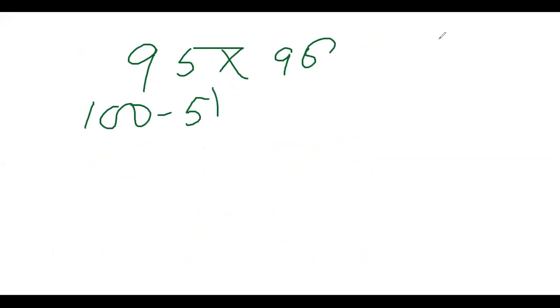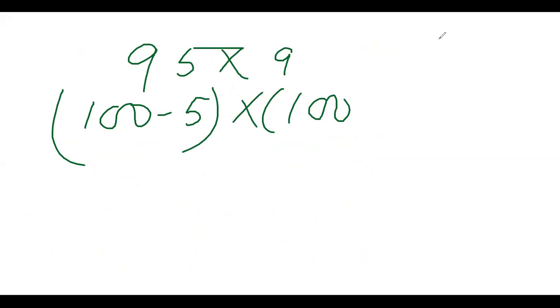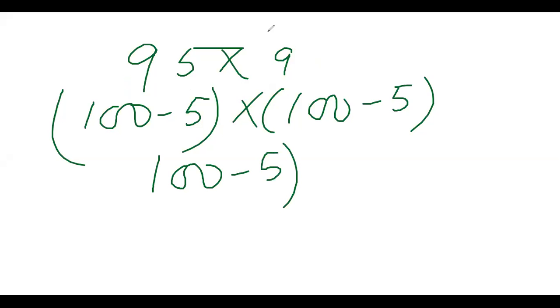Then let's take one more example to do these kind of questions. If you have 103 into 103, then what will you do here? Or you can take 95 into 95. Then we can write down here 100 minus 5 into 100 minus 5. Then we can write it as 100 minus 5 whole square.